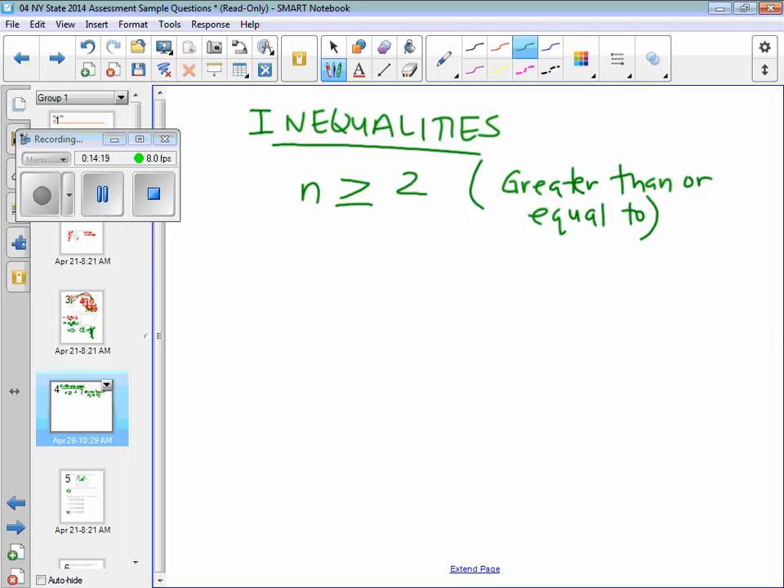Here's my next question. If I substitute 3 in for n, does the inequality become true? Yes. Is 3 greater than or equal to 2? Yes. What about 4? Yes. 5? 6? 1? No. 2? Yes. Okay? So 2 is equal to, so it would make the sentence true.